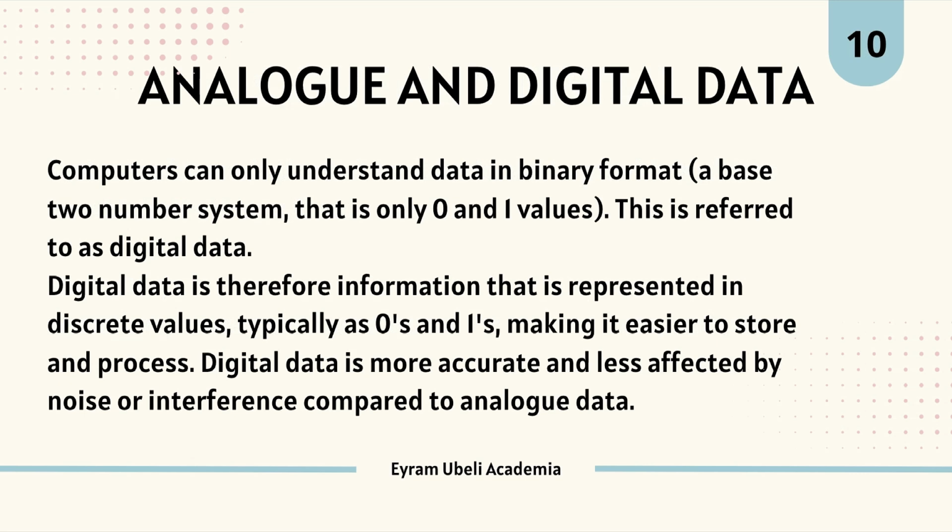Now we have learned about hardware and software. Let's move on to analog and digital data. Computers can only understand data in binary format, that is, a base 2 number system with only 0 and 1 values. This is referred to as digital data. Digital data is information represented in discrete values, typically as zeros and ones, making it easier to store and process. Digital data is more accurate and less affected by noise or interference compared to analog data.